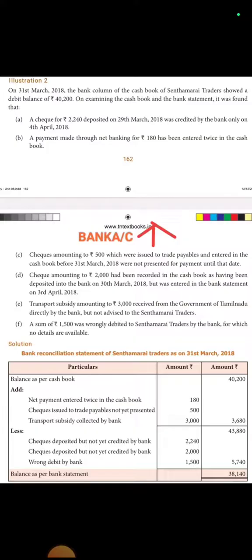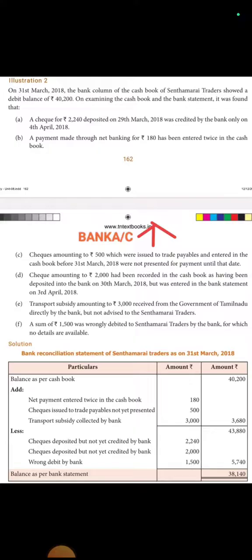So what happened in our bank account? Our bank account increased because the checks were not presented for payment. When a check is presented for payment, our bank account decreases. But here, the checks were not presented until 31st March 2018, so our bank account increased. How do we prepare the bank reconciliation statement? We are preparing the BRS for the balance as per the cash book to find the balance of the bank statement, right?